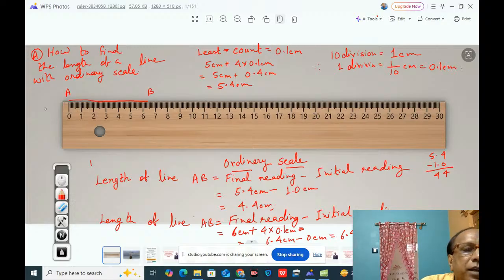That means to find the length of any line, it is final reading minus initial reading. That is the formula for measuring the length, right? And here the final reading is 6.4 centimeter and the initial reading is 0. Therefore, 6.4 minus 0 is 6.4 centimeter. In this way, we can find the length of a line with an ordinary scale.